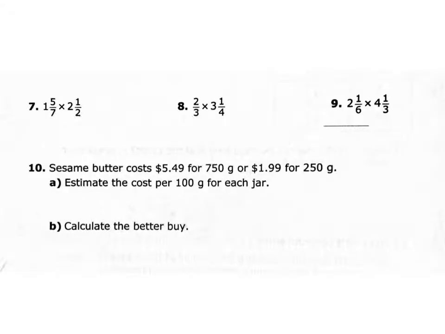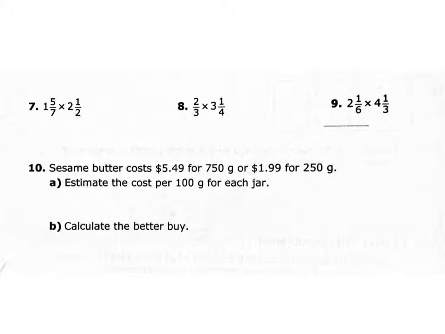Okay, for number 7, I'm going to first change these into improper fractions. You really need to know how to do this, and you need to know how to do it very naturally, okay? You need to be able to go from a mixed number to an improper fraction and vice versa. So I'm going to go through 7, 8, and 9, and systematically change them into improper fractions.